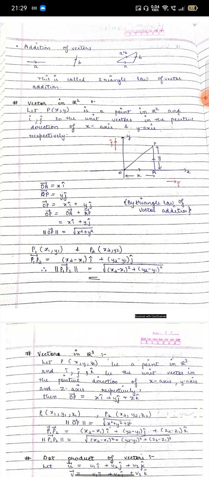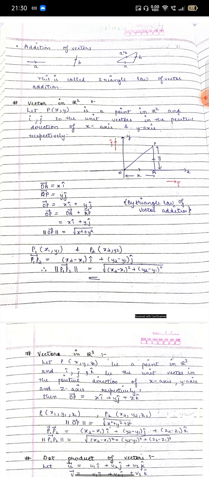Take points P1 and P2. P1 is equal to (x1, y1) and P2 is equal to (x2, y2). P1P2 vector is equal to (x2 minus x1) i cap plus (y2 minus y1) j cap. Therefore, the mod of P1P2 vector is equal to under root of (x2 minus x1) whole square plus (y2 minus y1) whole square.